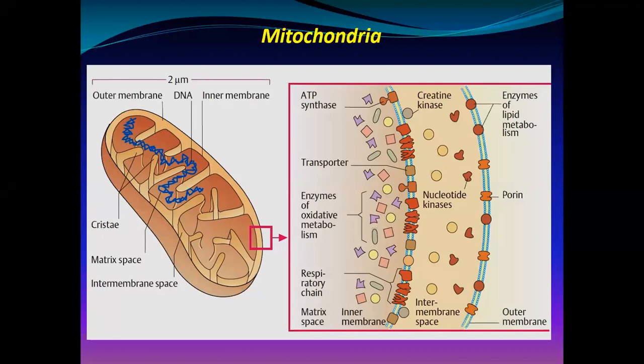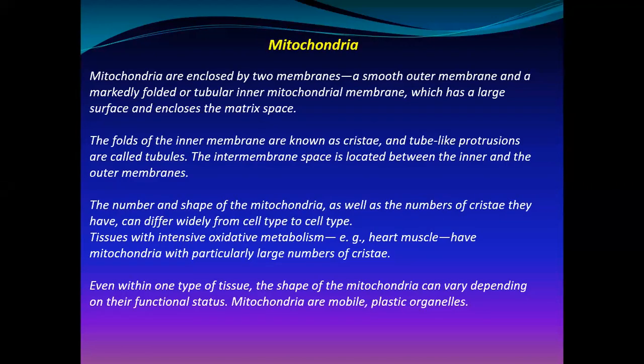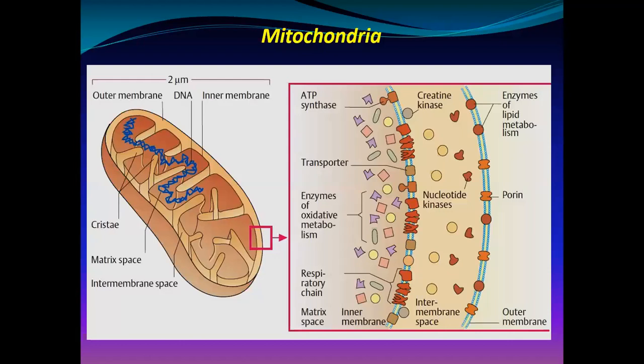Okay, so now we go to the function of the mitochondria. The inner mitochondrial membrane is folded several times. Why is that? To increase the surface area. So the number and the shape of the mitochondria is important. The number of cristae can differ widely from cell type to cell type. Tissues with more oxidative metabolism, like heart muscle, have mitochondria with a particularly large number of cristae. Cristae are the internal projections, so that increases the surface area.